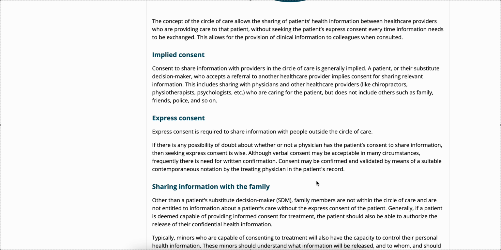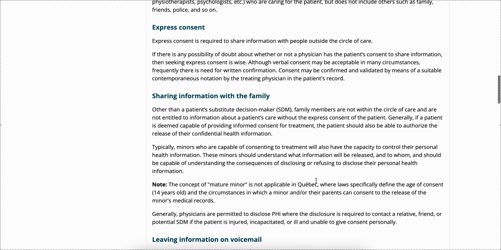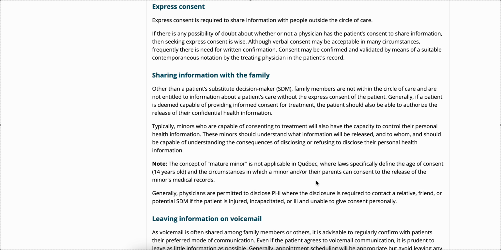It's not just that we say, oh, this is the paper, you just sign it. We don't tell anything. We do tell everything. That's express consent. Sharing information with the family is very common and very obvious. We do it when patients know that their family members are involved in most of the things.